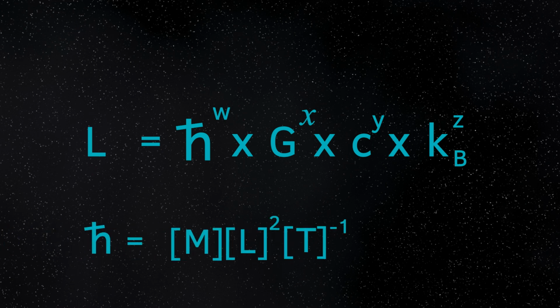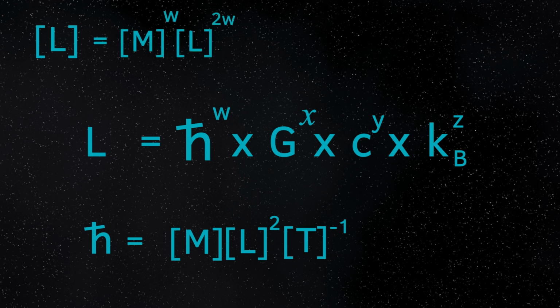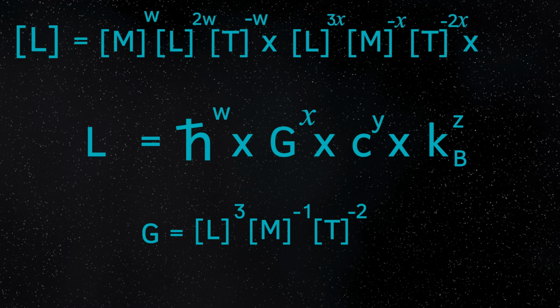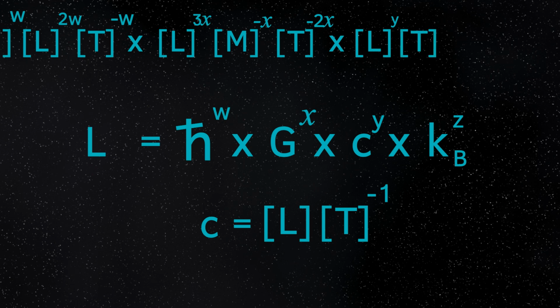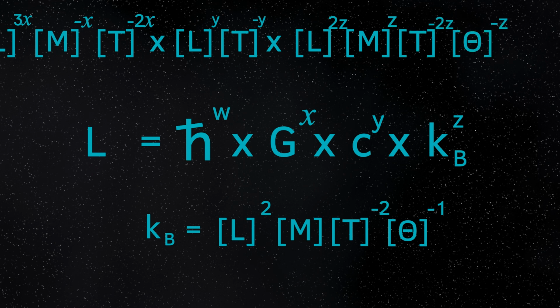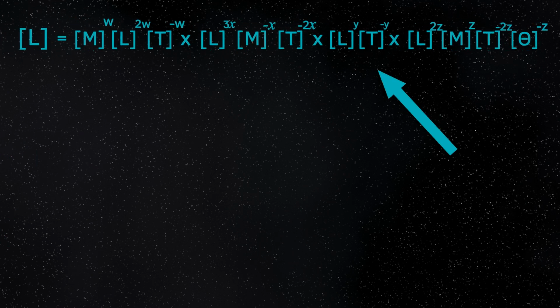So we now get L equals M to the w, L to the 2w, T to the -w, multiplied by L to the 3x, M to the -x, T to the -2x, times L to the y, T to the -y, times L to the 2z, M to the z, T to the -2z, theta to the -z. Now, this side of the equation isn't going to change for the different Planck units. This is always going to be the same. Now, this L here is really L to the power of 1. We don't write it in, but it's there.